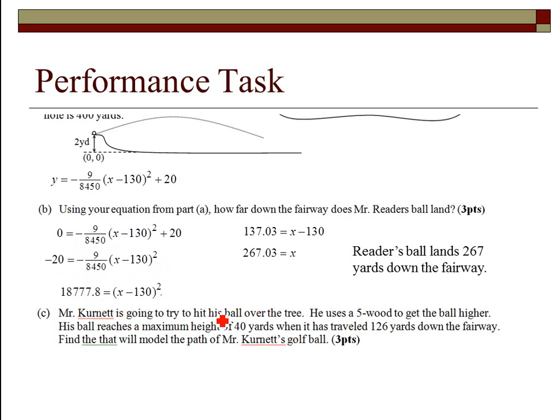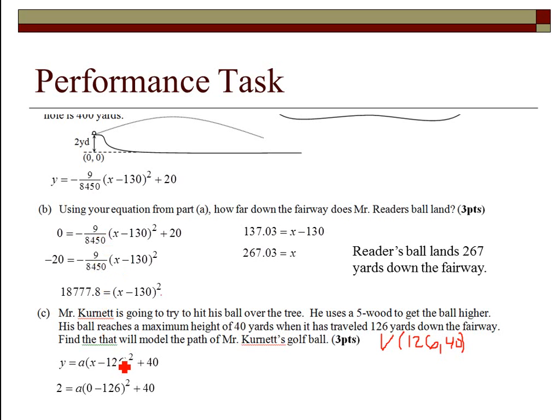His ball reaches a maximum height of 40 yards when it's traveled 126 yards down the fairway. So his vertex is 126, comma 40. So again, I'm going to do the same kinds of steps we did when we solved for Reader's equation. Now the A in this case is again going to be 2. We're going to find the A. We're going to use the point 0, comma 2.